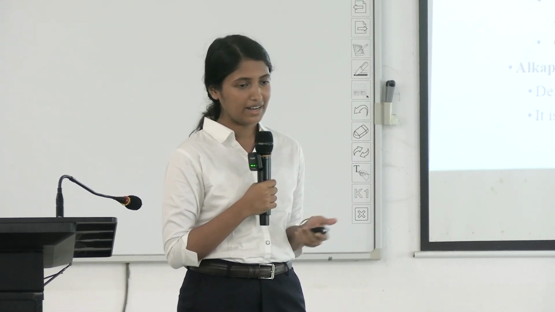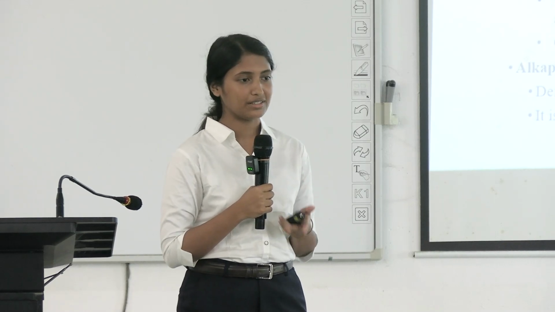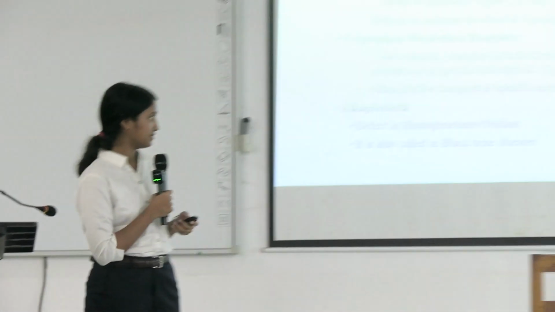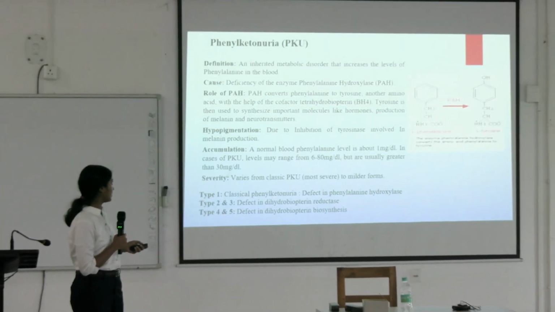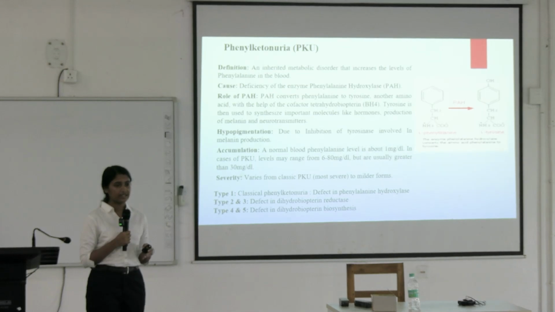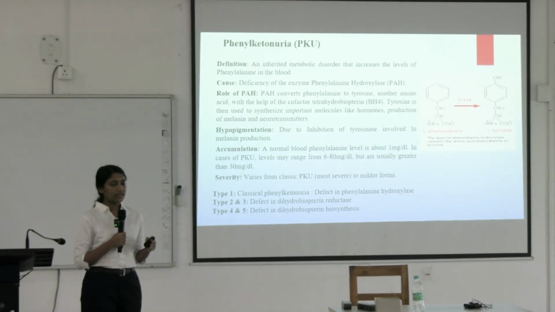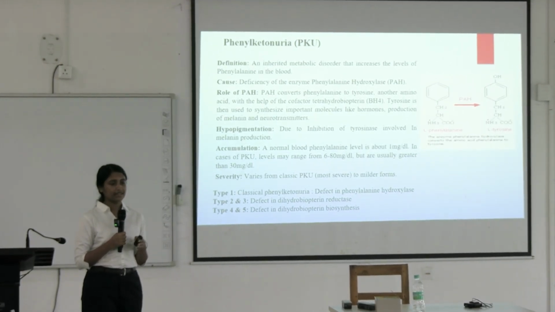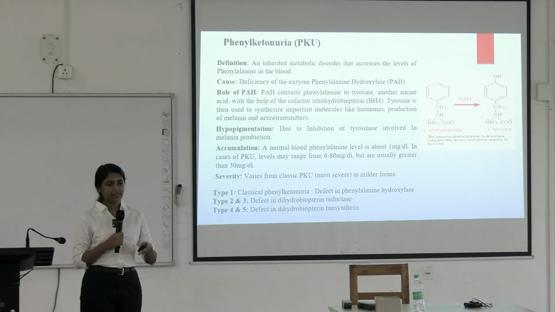These are the types of aromatic amino acid disorder: phenylketonuria, tyrosinemia, tryptophan disorder, and alkaptonuria. Starting with phenylketonuria. Phenylketonuria is inherited and autosomal recessive in nature. It is caused due to the absence of the enzyme phenylalanine hydroxylase. As phenylalanine hydroxylase is absent, phenylalanine gets diverted into a different pathway, which results in formation of phenylpyruvate, phenyllactate, phenylacetate, and phenylglutamine.